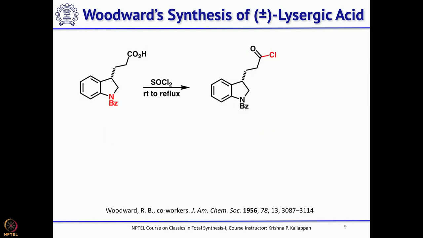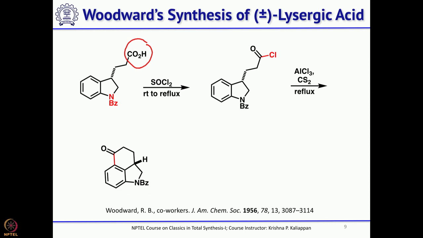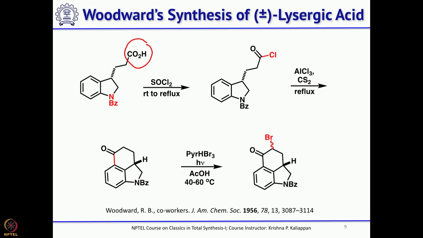Then thionyl chloride converted the carboxylic acid into acid chloride, which is the intermediate for the Friedel-Crafts acylation reaction. The Friedel-Crafts acylation reaction worked well to get the first 6-membered ring added over the dihydroindole. After that, alpha bromination was done, okay, with a little bit complex reagent, but it is not really complex: pyridine, HBr and bromine. Under photochemical conditions, he introduced bromine alpha to the carbonyl group.